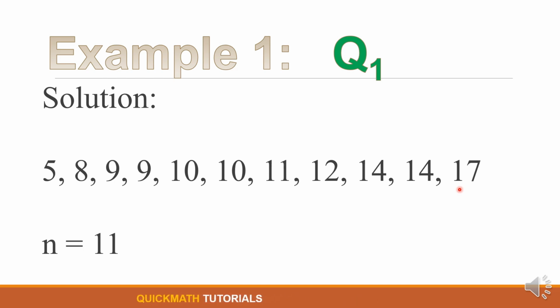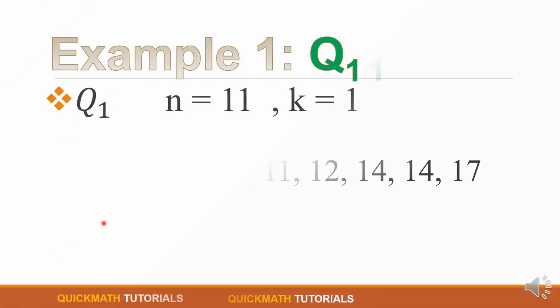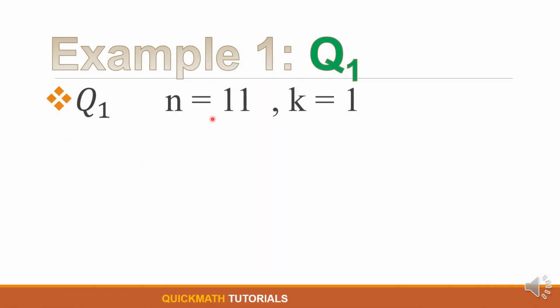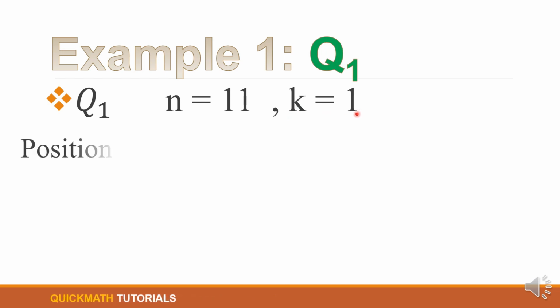And let's identify our n. Our n is equal to 11 since we have 1, 2, 3, 4, 5, 6, 7, 8, 9, 10, and 11 data. So therefore, our n is equal to 11. Since our n is equal to 11, our k, this Q sub 1, originally this is Q sub k. So our k was replaced by 1. Therefore, our k is equal to 1.